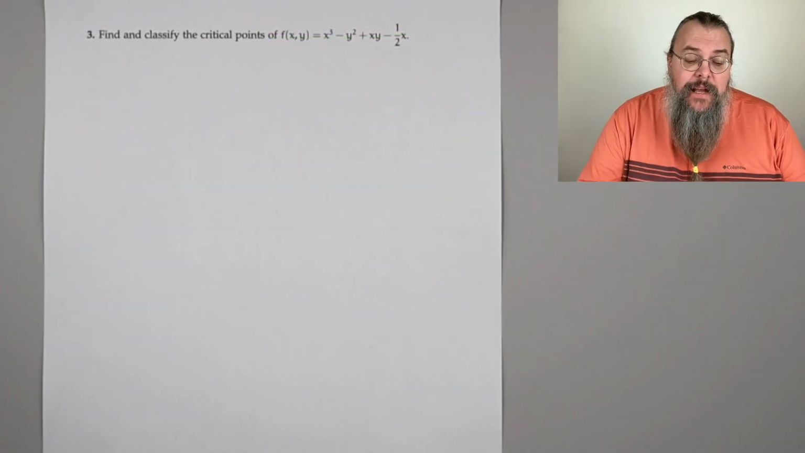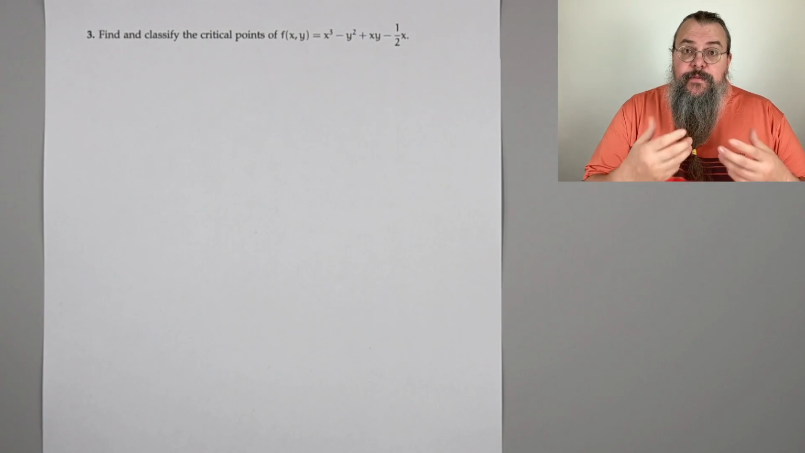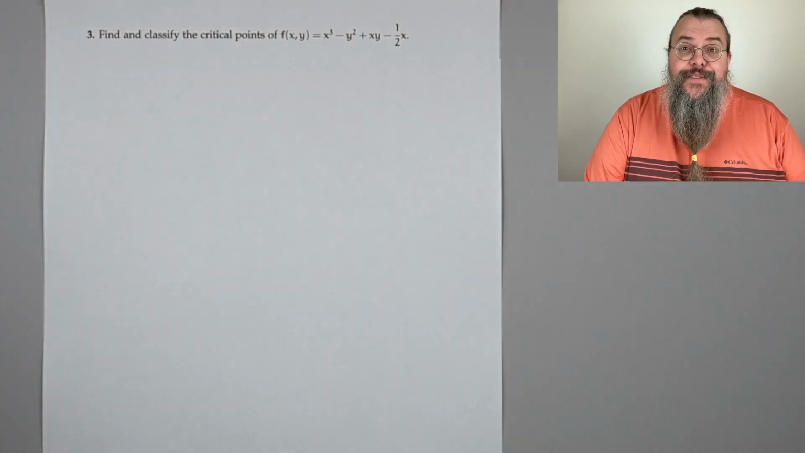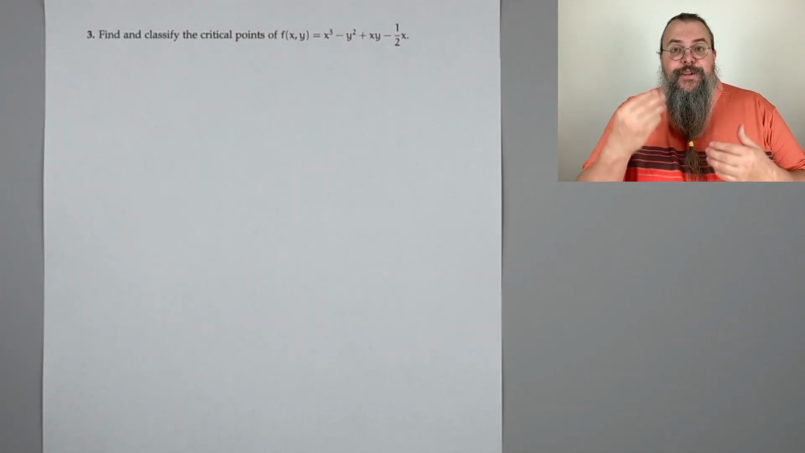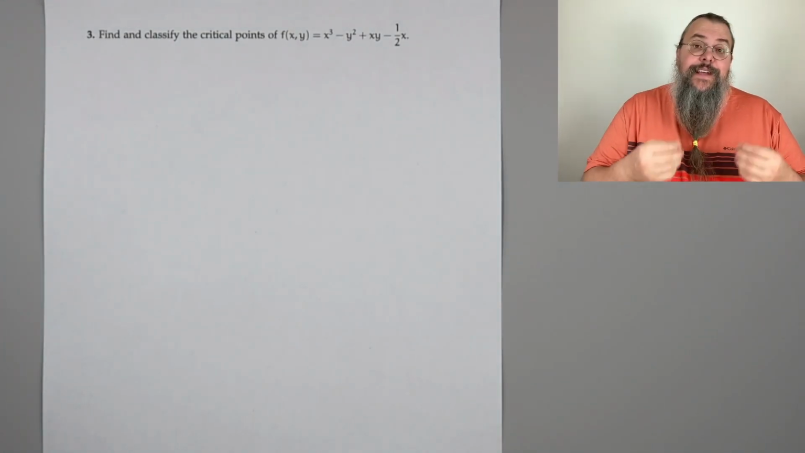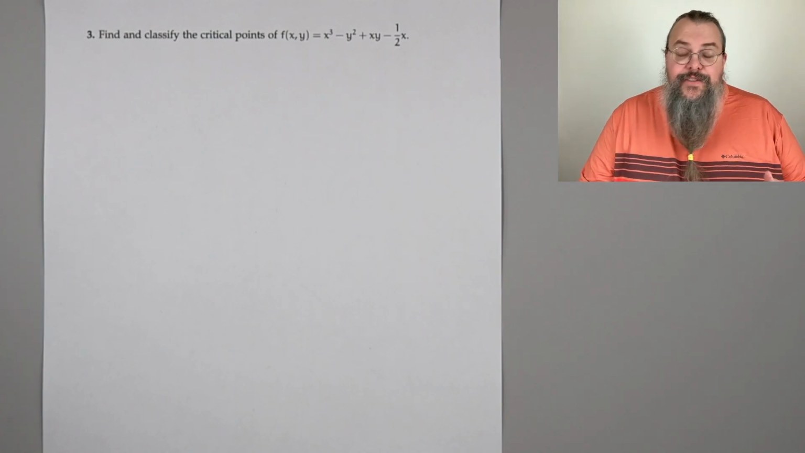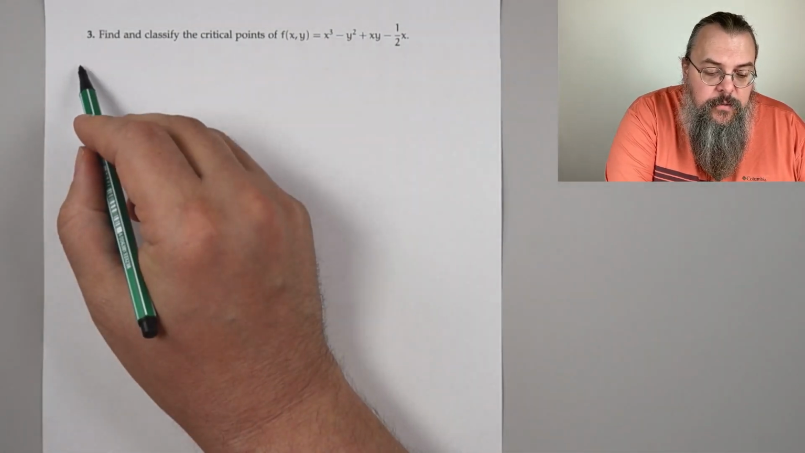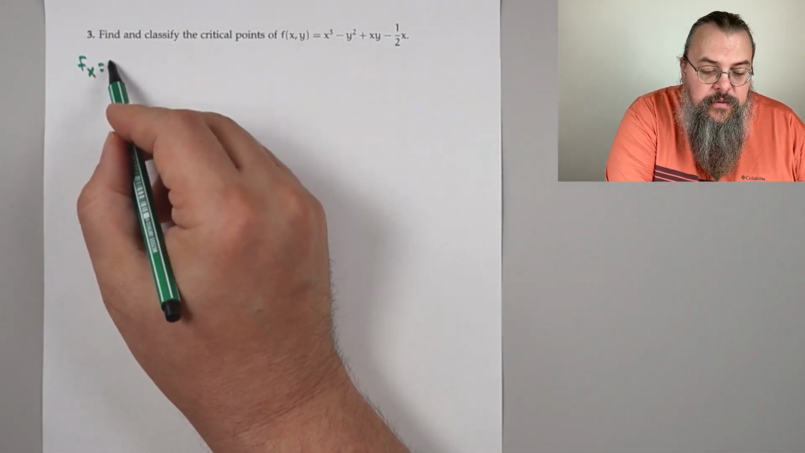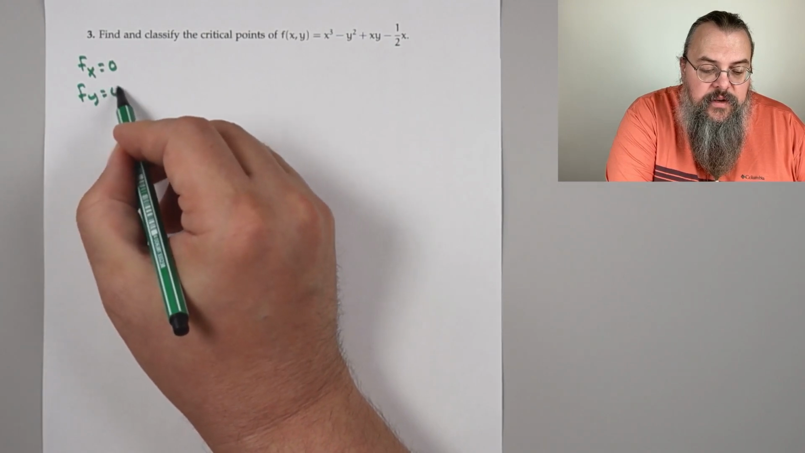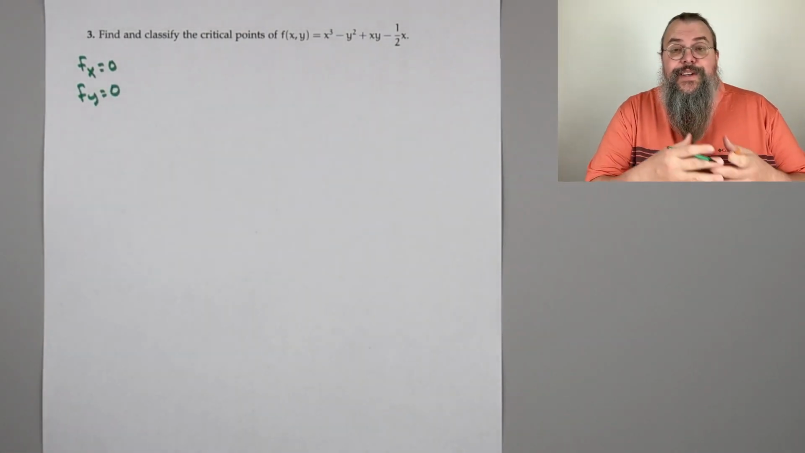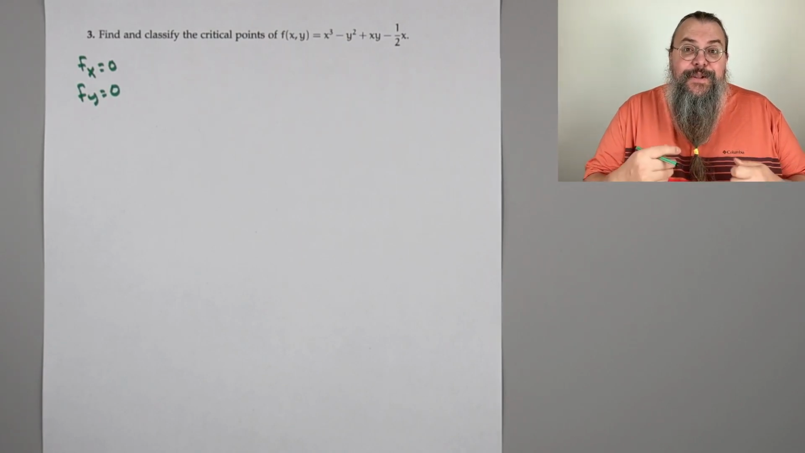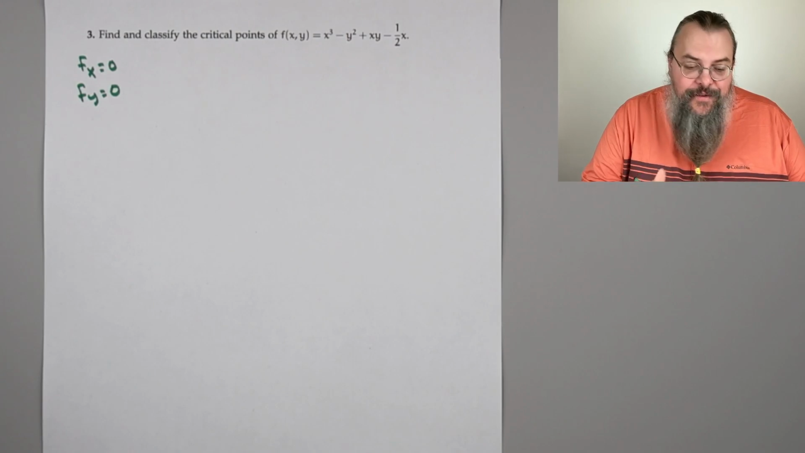Number 3. Find and classify the critical points of the following function: x cubed minus y squared plus xy minus a half x. All right, so there's 2 stages, find and classify. So let's start with the find. How do we go about finding? Well, for finding, we're looking for when does f_x equal 0 and when does f_y equal 0. So we're setting up a system of 2 equations, 2 unknowns, x and y. Of course, it's not just simple equations and simple unknowns. We're going to have some fun algebra, I suspect.